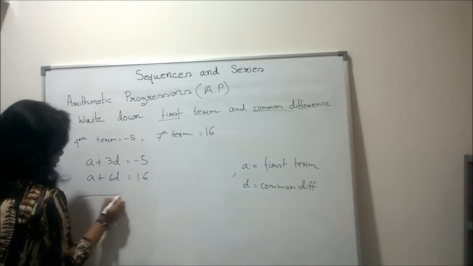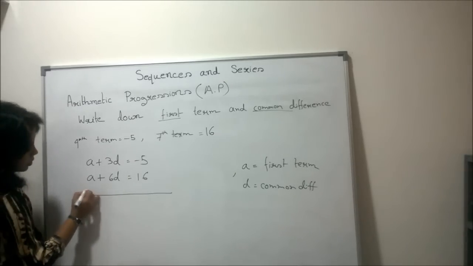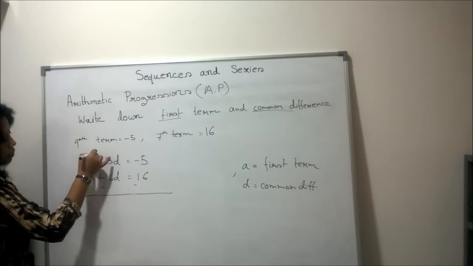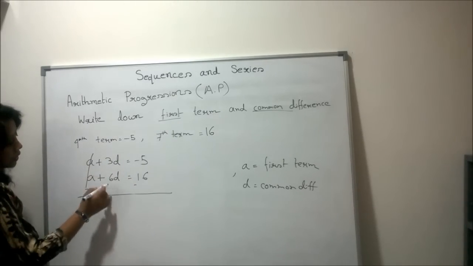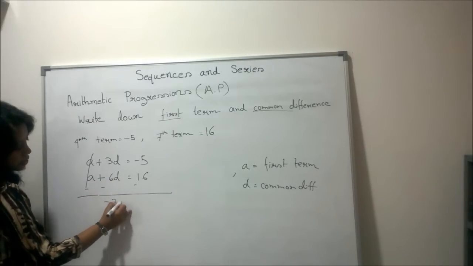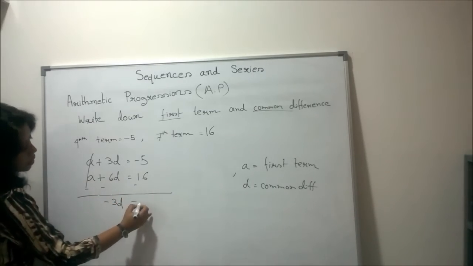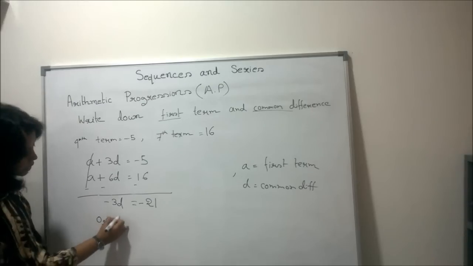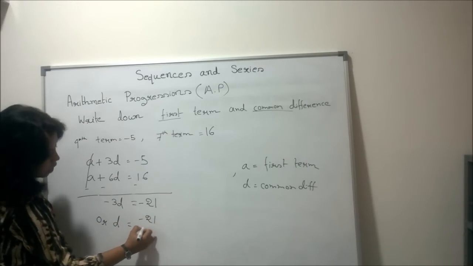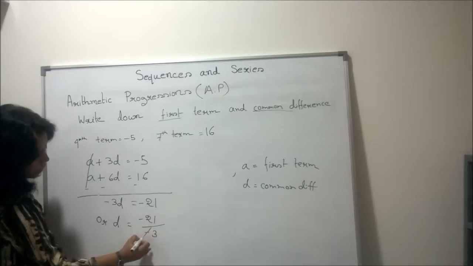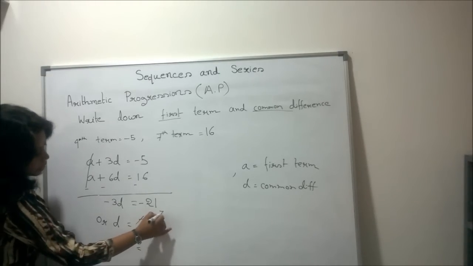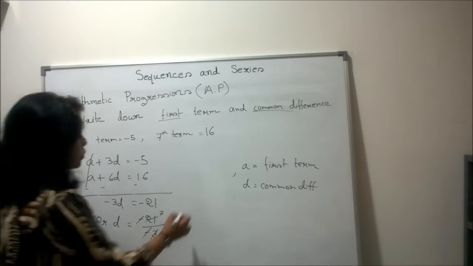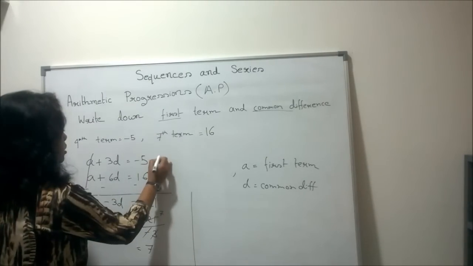Okay. So here a plus 3d is minus 5 and a plus 6d is equal to 16. Okay. We just subtract from the first one the second one. That means a is cancelled over here and this becomes minus 3d. Okay. And this is minus 21. So from here we can say d is minus 21 by minus 3, that is minus minus cancel and 3, 7. Here d is 7.